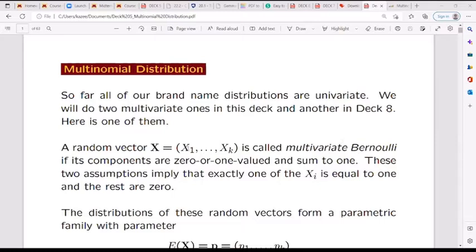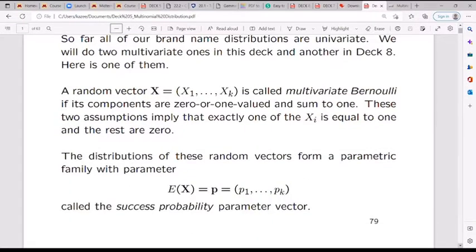Let me tell you this, multivariate. Why is it called multivariate? It's because look at this: x1 follows Bernoulli, x2 follows Bernoulli, and xk follows Bernoulli. You have a number of x's, here it is k, and of course that particular vector follows the multivariate Bernoulli distribution. And don't forget, the components are 0 or 1 values and sum to 1. Now in a situation where we have this, we are going to have what we call multinomial. Multivariate Bernoulli distribution is actually multinomial.